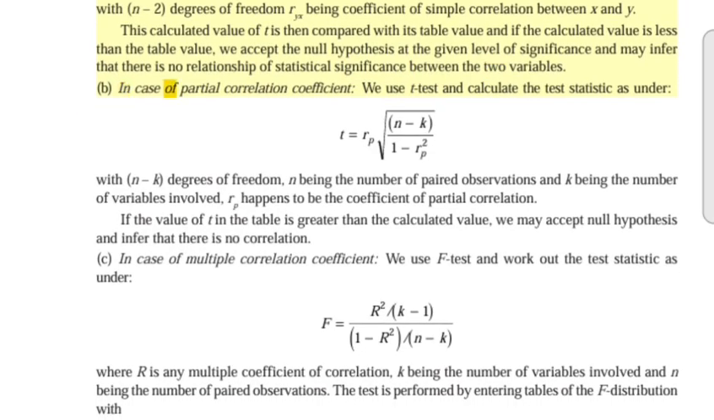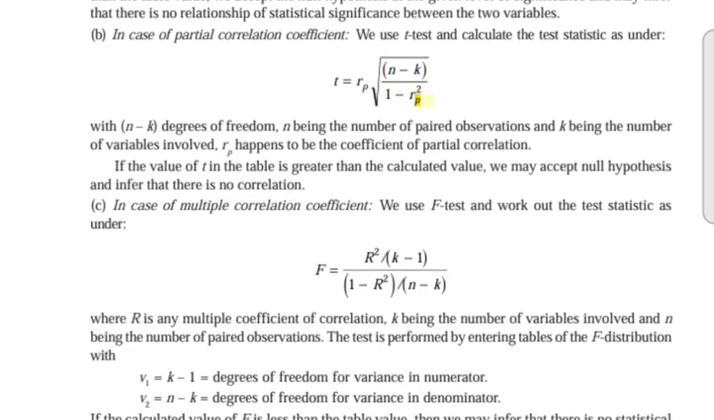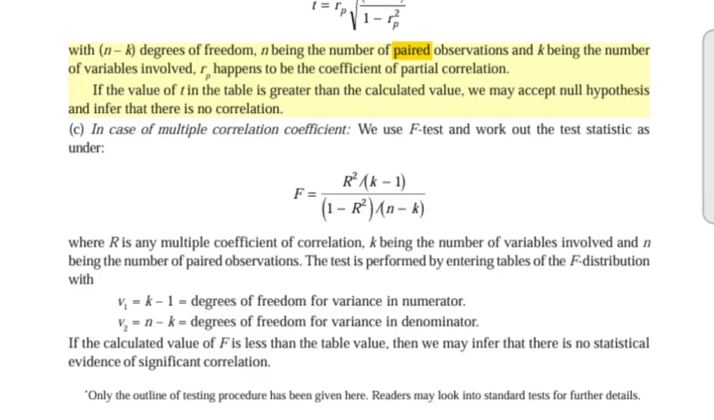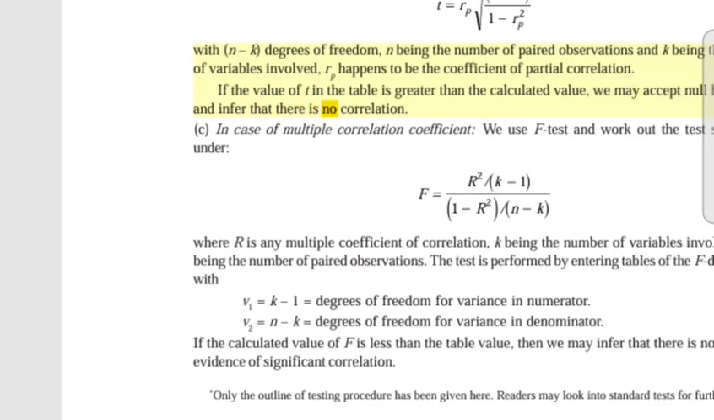B. In case of partial correlation coefficient, we use t-test and calculate the test statistic as under, t equals r_p times the square root of (n minus k) divided by (1 minus r_p squared), with n minus k degrees of freedom, n being the number of paired observations and k being the number of variables involved. r_p happens to be the coefficient of partial correlation. If the value of t in the table is greater than the calculated value, we may accept the null hypothesis and infer that there is no correlation.